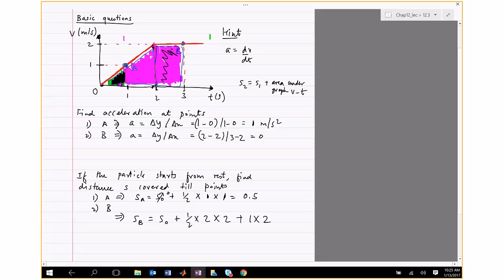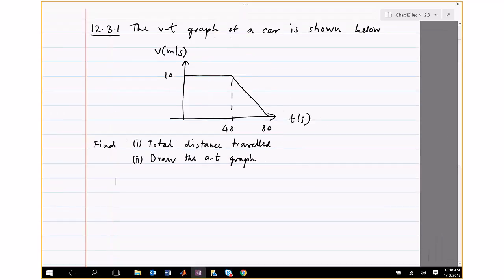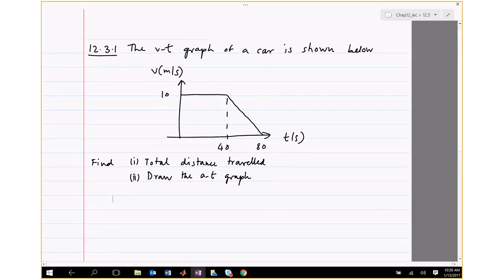Right? So S of 0 is 0, so this is going to come out to be 2 plus 2, which is 4. So the answer is 4 meters, because this is the meters per second versus time plot. Okay, so you've got to know areas of triangle and rectangle. That's kind of basic. 2 more problems, and this is the velocity time graph for a car.